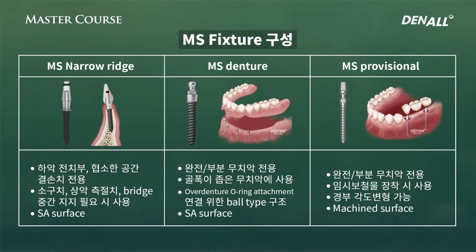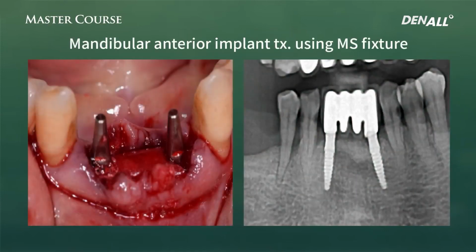Let's summarize what was discussed about MS implant. I'm sure it'll be easier to understand if you look at the screen. There are 3 main types of MS implant. Please remember. Let's look at MS implant being used in actual clinical cases.